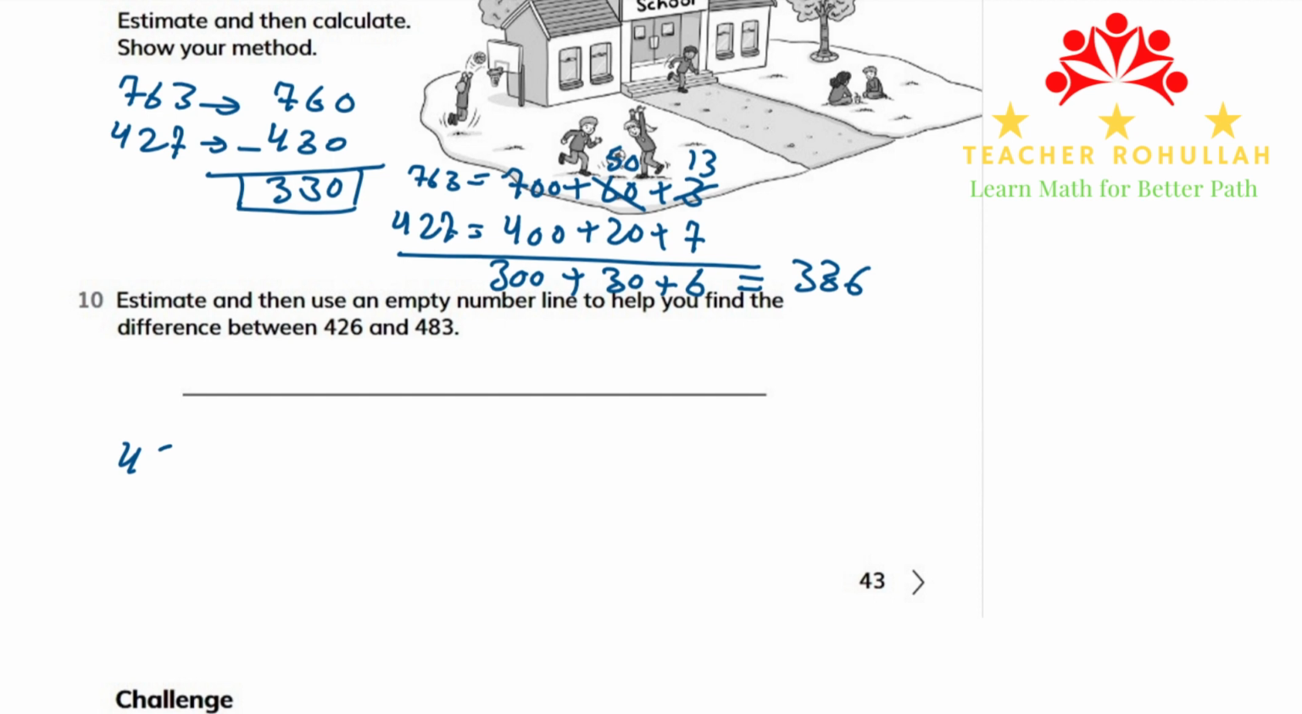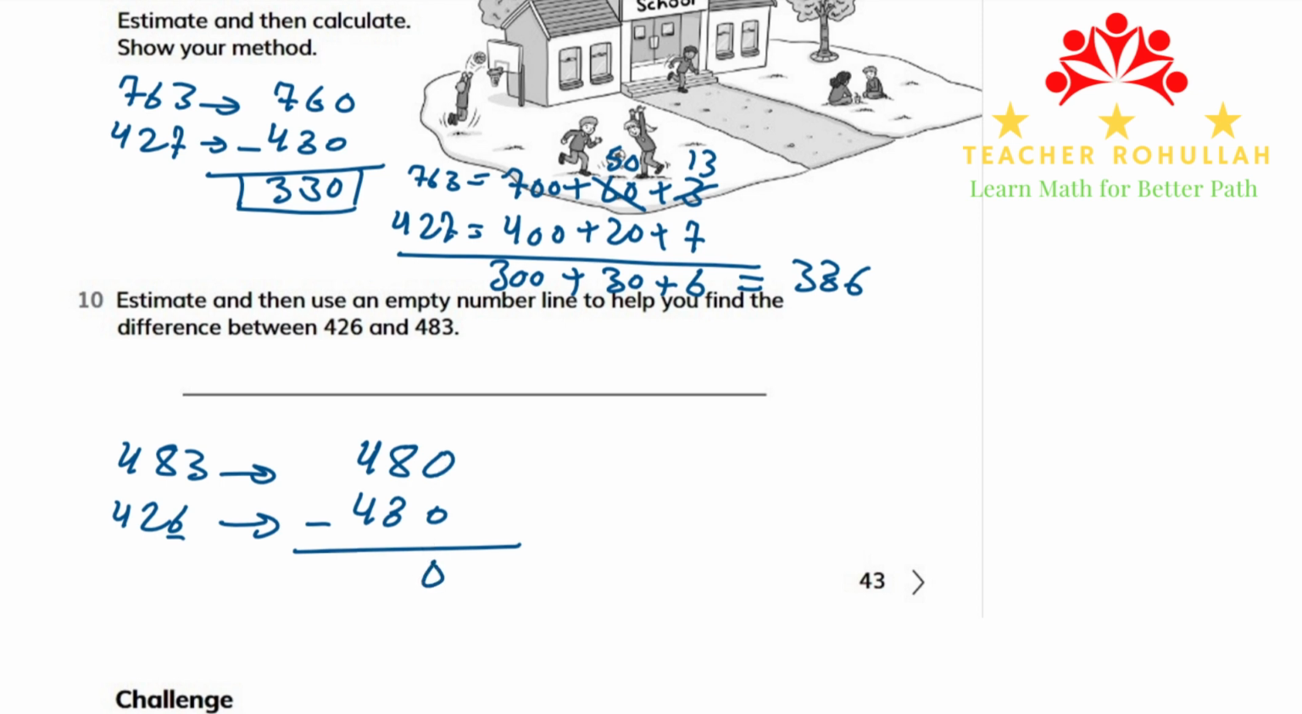So I will write 483 first because it's bigger than 426. If you round to the nearest 10, it will be 480. And 426, if we round to the nearest 10, we will have 430 because 6 in the ones place is 5 or more. Now to find the difference between these two estimated or rounded numbers, I will subtract. 0 minus 0 is 0, 8 minus 3 is 5, and 4 minus 4 is 0. I will not write 0. I will say that the difference between the two numbers is about 50.